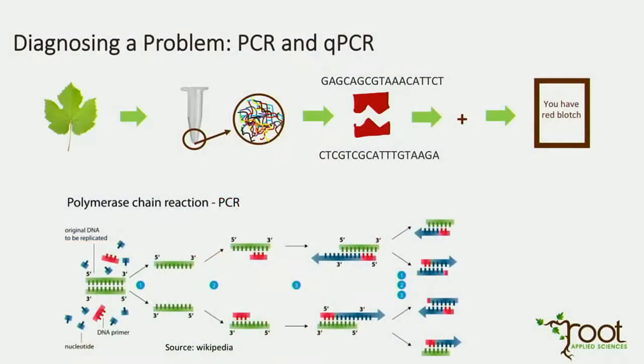Next is PCR and qPCR. PCR stands for polymerase chain reaction. qPCR is quantitative polymerase chain reaction. And they're essentially the same thing. The difference is that qPCR is read by a computer, so it makes it more sensitive. They start with your plant material. It gets extracted, and nucleic acids, RNA and DNA, are extracted from it.